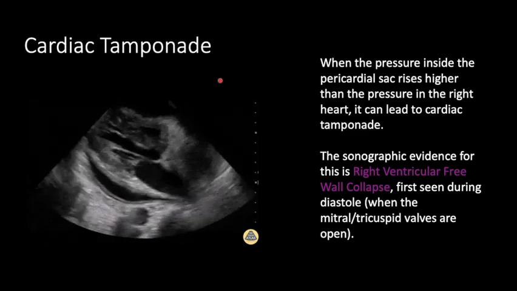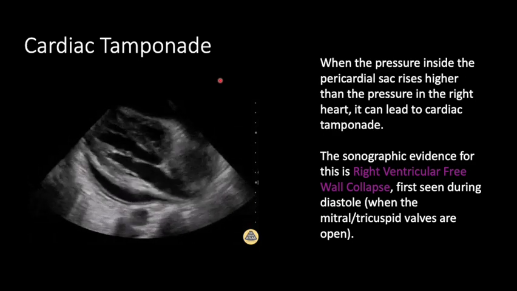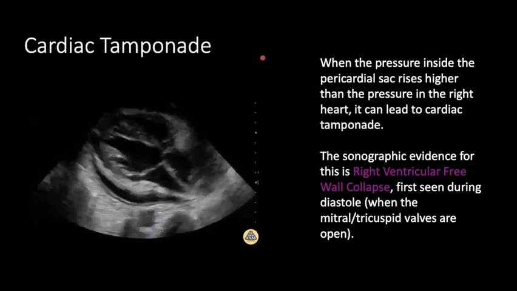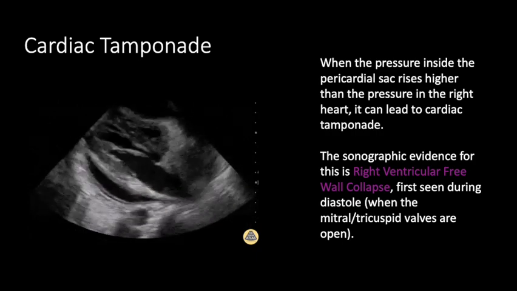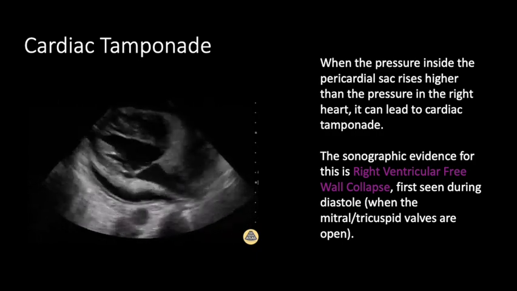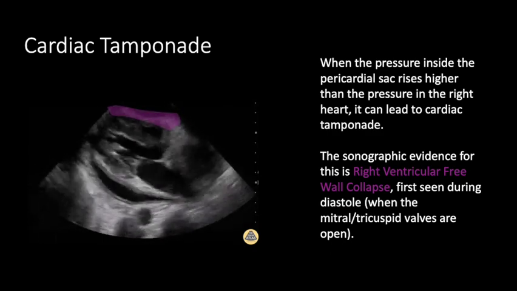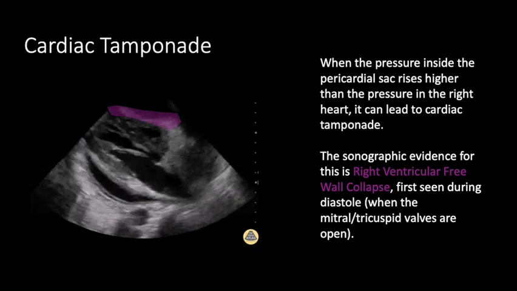And it's important to remember that cardiac tamponade is not necessarily dependent on the volume of the fluid inside the pericardial sac. It's dependent on the pressure. And so even with small effusions, you can get tamponade depending on the pressures that are being generated. Here's where that free wall collapse is occurring, just highlighted for you.